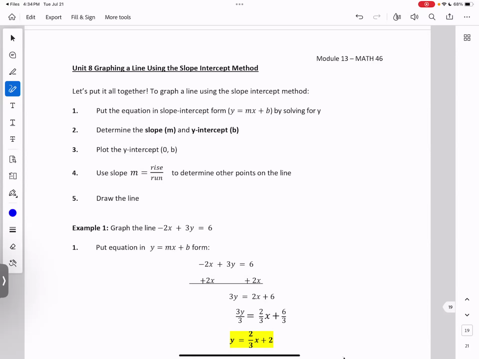Okay, so the last thing I want to show you is putting it all together and using that slope-intercept method to graph things and graph lines. And this will become really useful if you're going on to Math 56. You'll use this a lot.